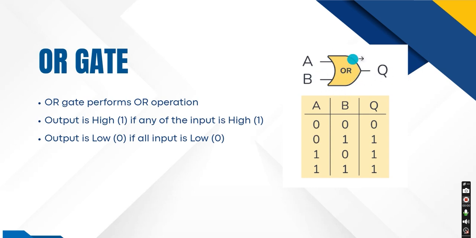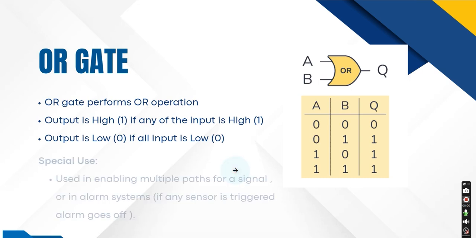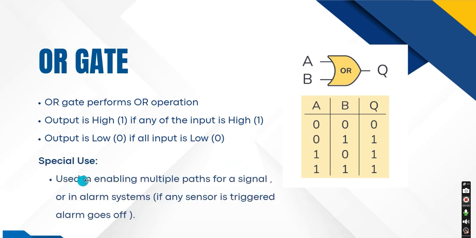This is very, very important when we are dealing with building circuit diagrams. So let's look at the special use of the OR gate. It is used in enabling multiple paths for a signal, or in an alarm system. We can see that if any sensor is triggered, the alarm goes off. So we have multiple paths for a signal, or a system whereby if any condition is true, then we execute a particular task. For systems like that, we use the OR gate.